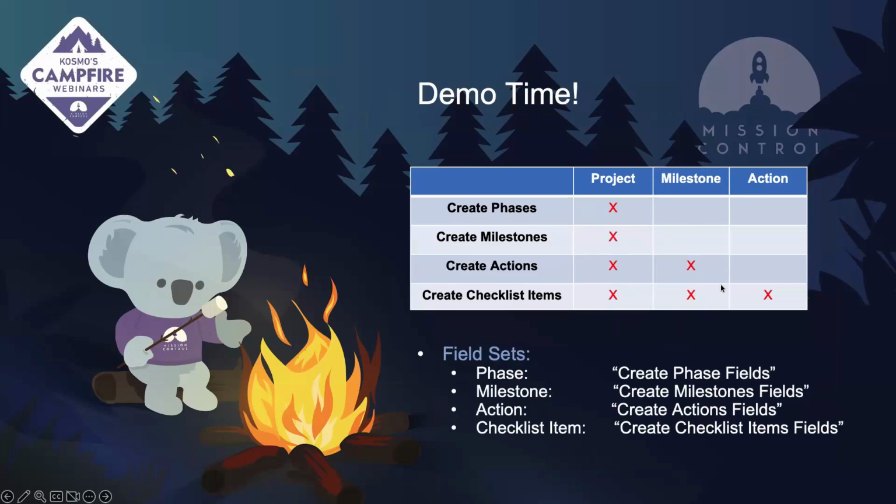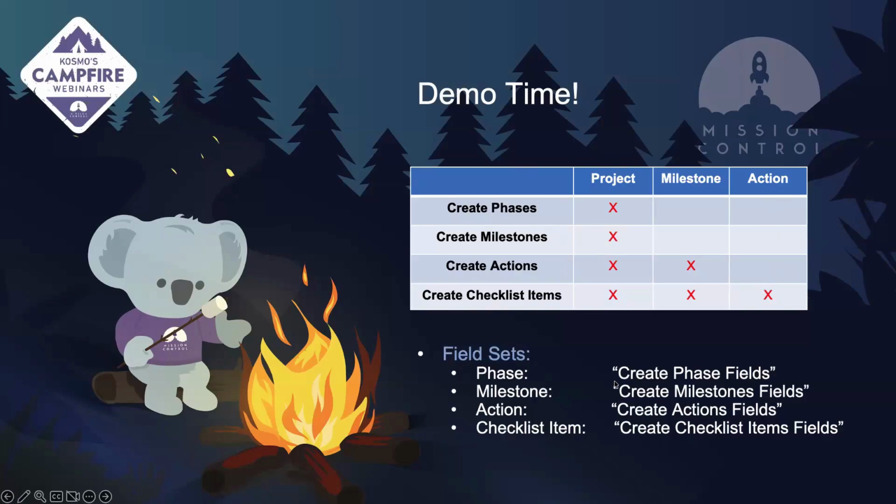If you're on the milestone record page itself, you'll only have access to the create actions and create checklist items. Whereas if you are on the action page layout, then you'll only have access to the create checklist item itself. And I'll show you how this all looks, but if you want to make sure to see all of these feature pages, then you can add that onto the project page layout.